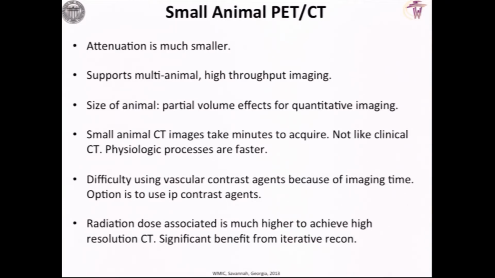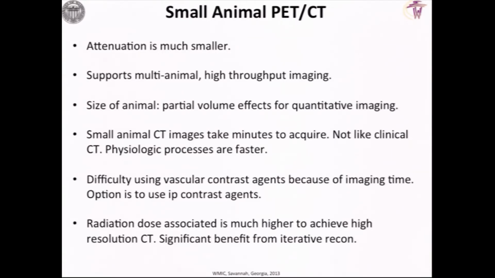CT systems on small animal PET systems are different than clinical CT systems. Clinical CT systems take images in fractions of seconds. For the small animal CT systems, they basically take on the order of minutes to acquire the data. So you don't have that same problem with mismatch in terms of the time frame for the images, but on the other hand, you're not freezing motion in the small animal CT.